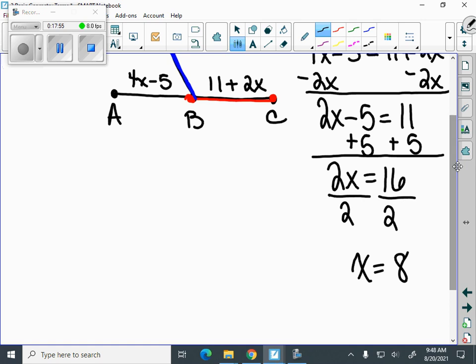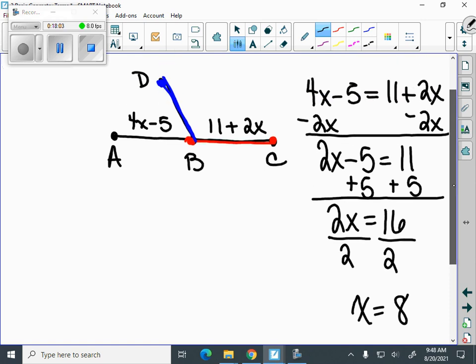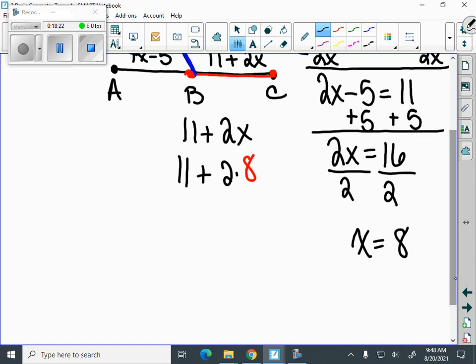And that's great. We solved the equation, but that's not what we want to know. What we want to know is what does the length of BC equal? So we want to know this red length here. So we want to take 11 plus 2x, and we're going to put the 8 in there. So it's going to be 11 plus 2 times 8. The 8 coming from what we just found. So 11 plus 16 is 27. So our length BC equals 27.